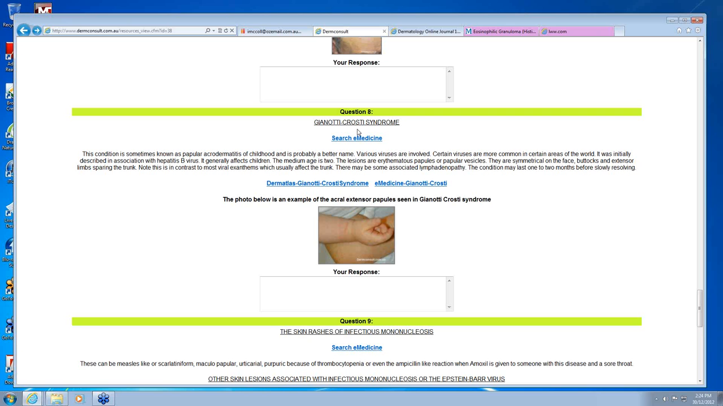It can be due to a variety of viruses. It was initially described by Gianotti and Crosti in relation to, I think it was hepatitis B, rather than A. Some of these kids had jaundice and had to be looked at. But generally, in this country, we see it with a variety of viruses. It can occur with Epstein-Barr, probably the commonest one that we'll see it with. But we don't necessarily go investigating these kids. We know that the condition's just going to resolve.